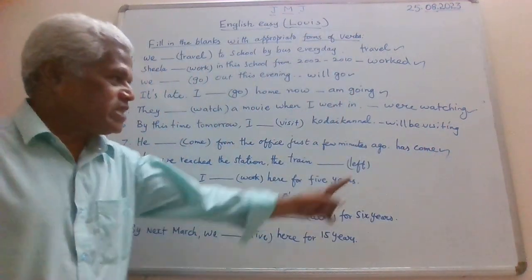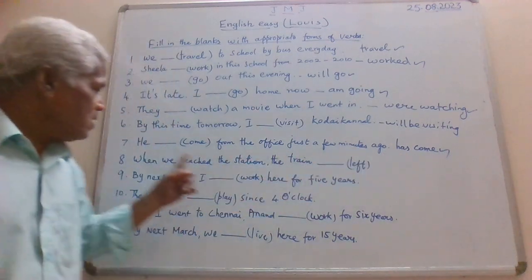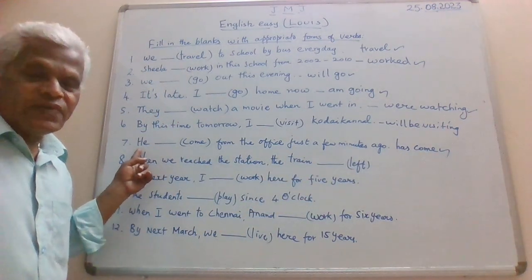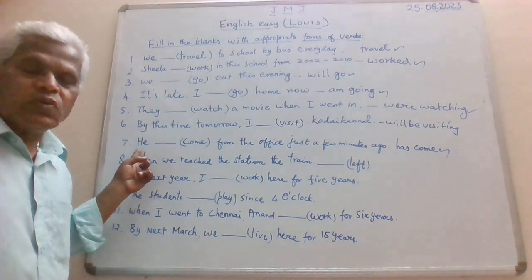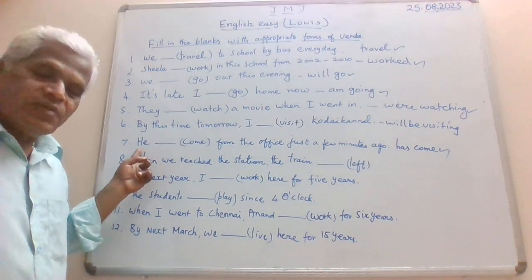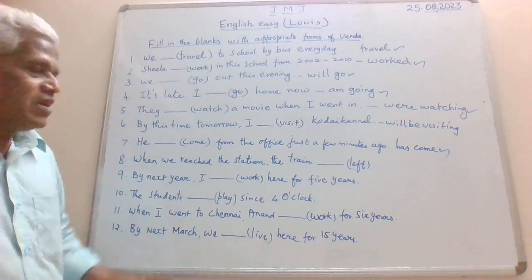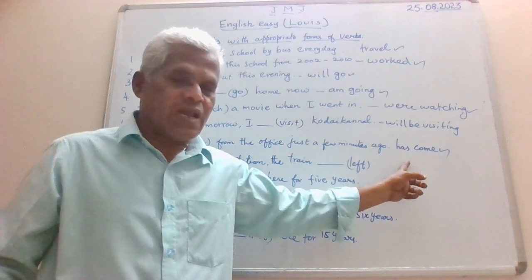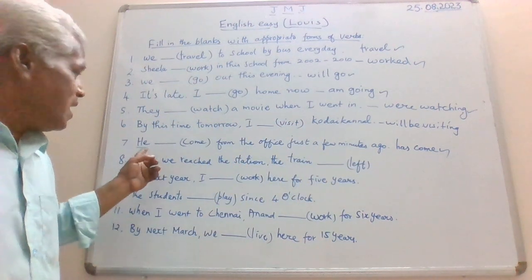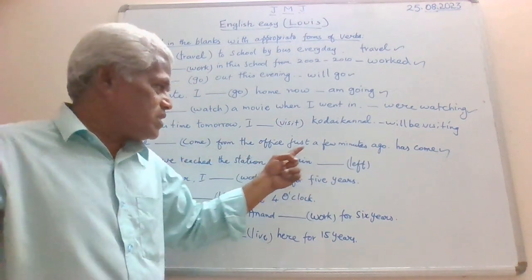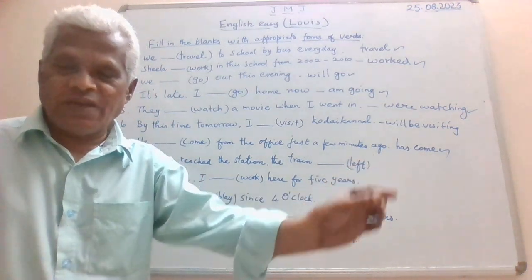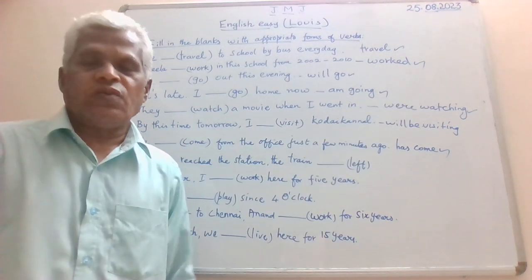Now why do I use has here instead of have? Because your subject is third person singular. If your subject is first person singular or plural or second person or third person plural, you may use have here. Since your subject is he, third person singular, I have used has come. So how would you read the correct sentence here? He has come from the office just a few minutes ago. An action that has been completed a few minutes ago.